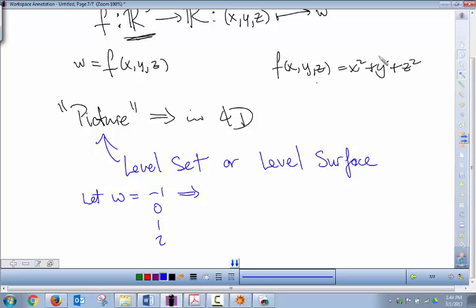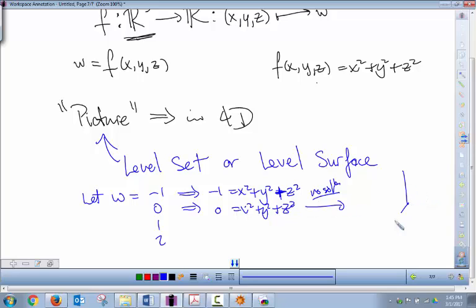So if we let W equal -1, -1 equals x squared plus y squared plus z squared. What can you tell me about this? It's impossible. You've got x squared, y squared, z squared, which is guaranteed to be positive. No solutions here, so we can't get a graph out of that. Let's try 0. What is this graph going to look like? It's just going to be a single point. It's possible, but it only works at that single point.